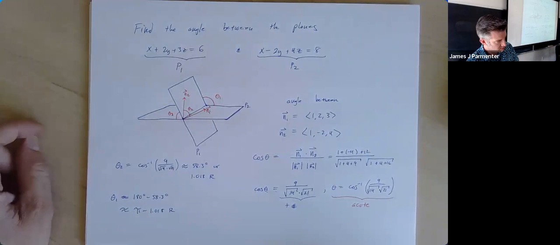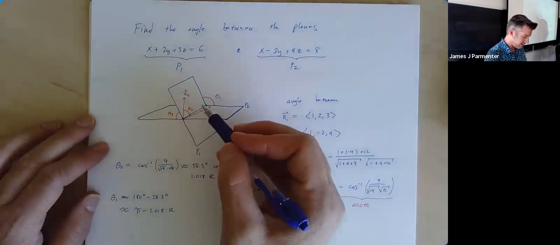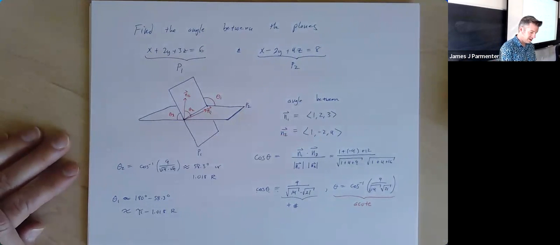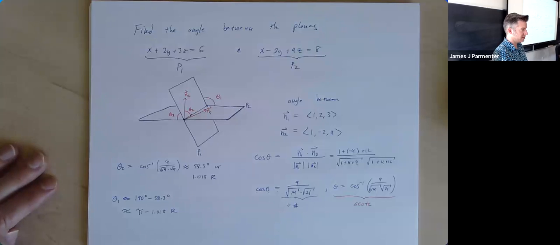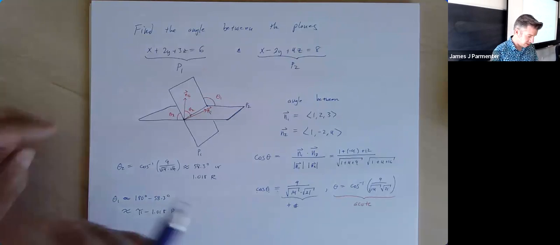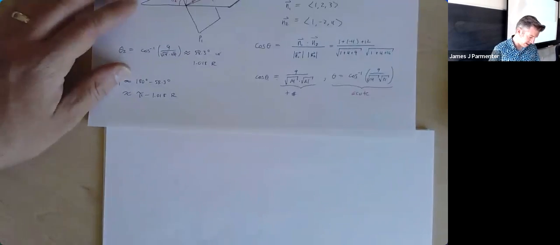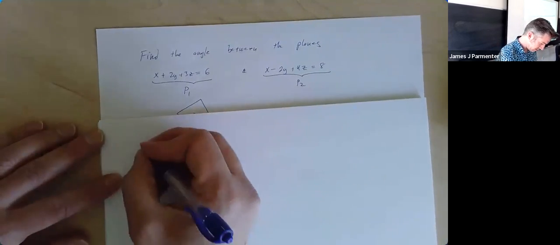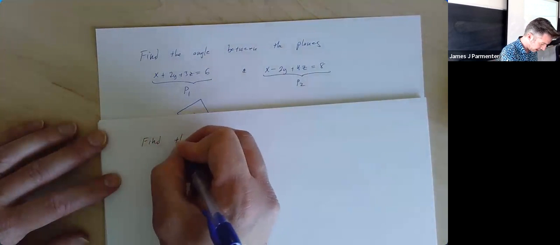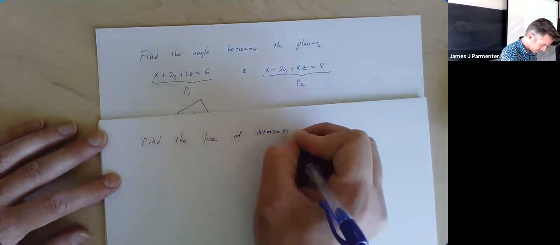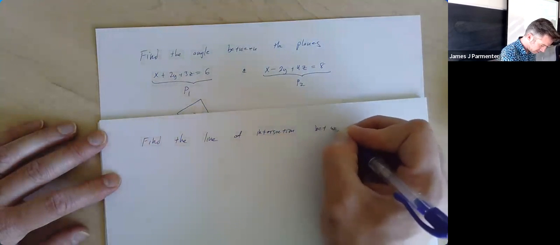Continuing with this example, what about the line of intersection between those two planes? Well, we've got some normal vectors, and both of those vectors that are normal to those planes are also normal to the line that is contained by those planes. So I want to find the line of intersection between the same planes.